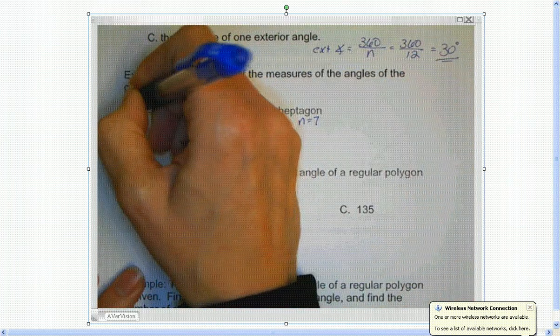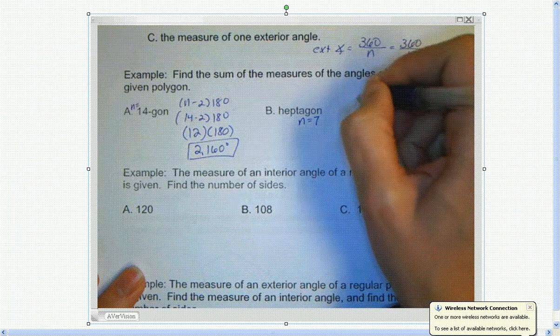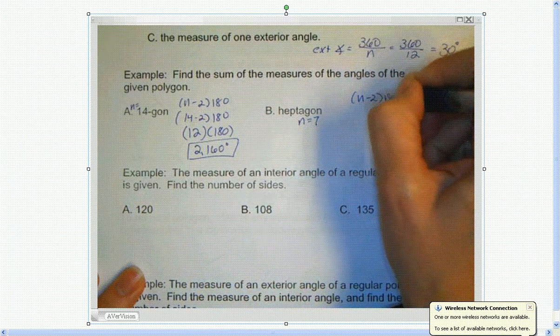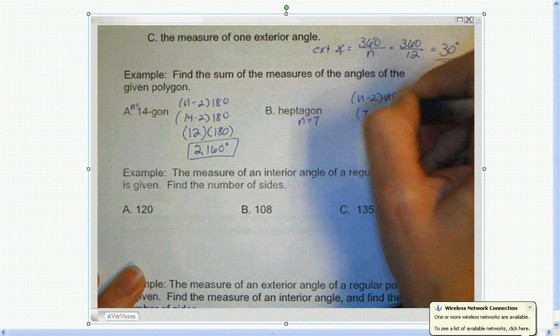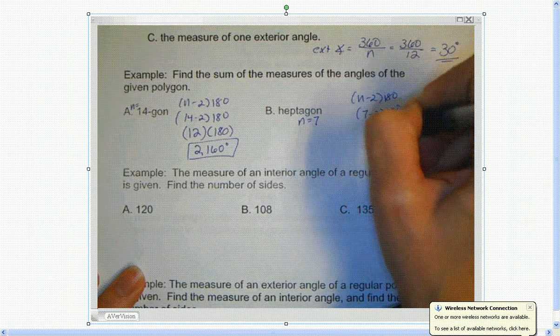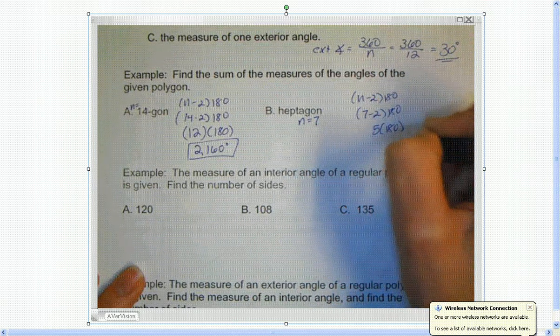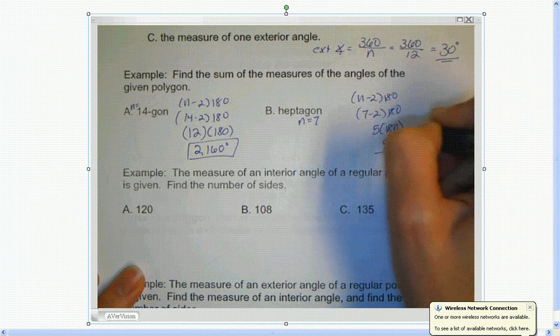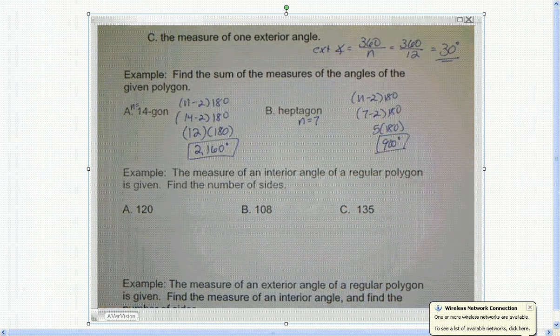Remember n equals 14 in the previous case. So we go n minus 2 times 180. So 7 minus 2 times 180, 5 times 180. We're going to get 900 degrees. All right. Now, next one.